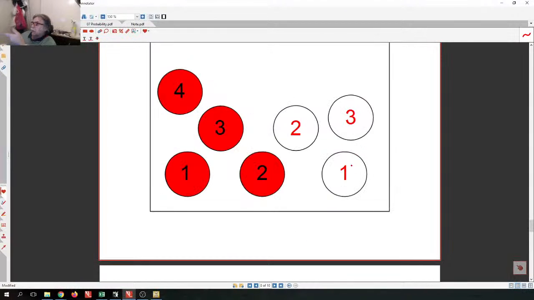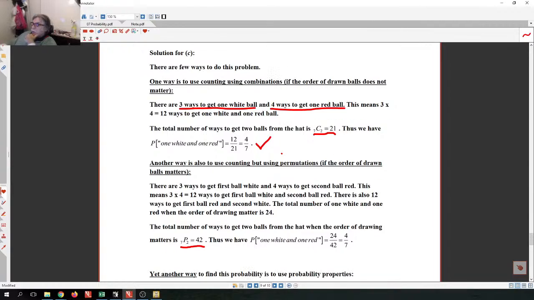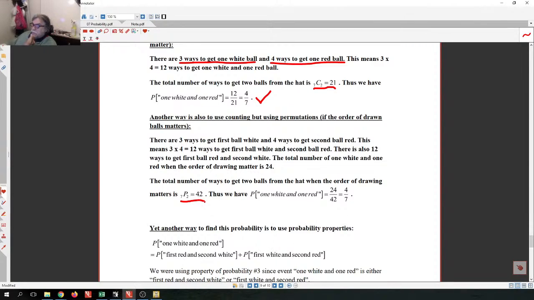So one way is to get this ball first and then this ball second. Another way is to get this ball first and this ball second. So you have more permutations. But 7 permute 2 is 42. That doubles the number of permutations, twice the number of combinations.